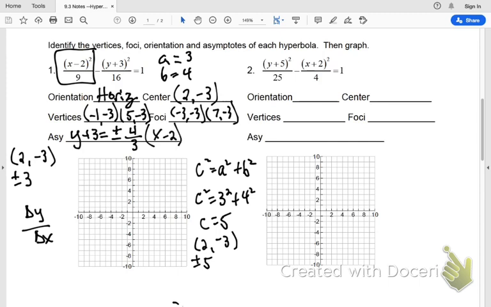All right, let's graph this. So we've got a center point at (2, -3).